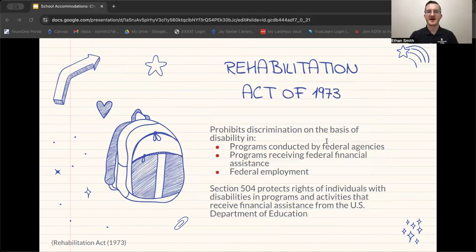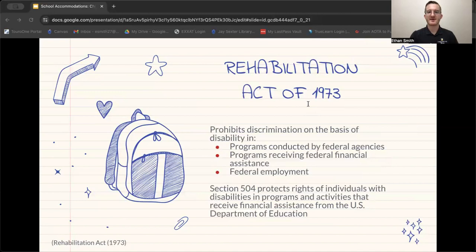The Rehabilitation Act of 1973 prohibits discrimination on the basis of disability in programs conducted by federal agencies, in programs receiving federal financial assistance, and in federal employment or the employment practices of federal contractors. Although federal funding for public schools plays a minor role, this funding supports programs that directly impact or influence public schools daily, including things like Title I, the Child Nutrition Act, and IDEA.